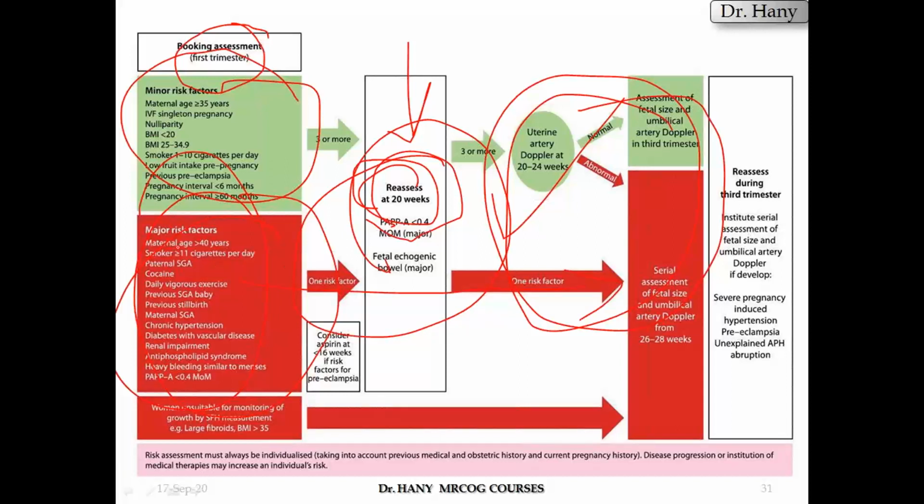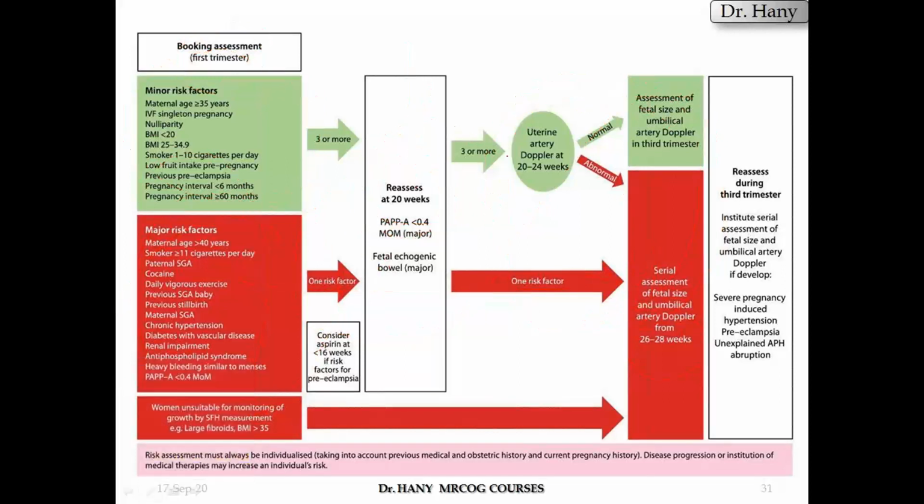If the woman's age is only more than 40, you will do serial assessment of the fetal size and the umbilical artery Doppler from 26 weeks. Okay? One risk factor only. Even if she does not have another, one is enough to do this. Okay. Thank you very much, Doctor.